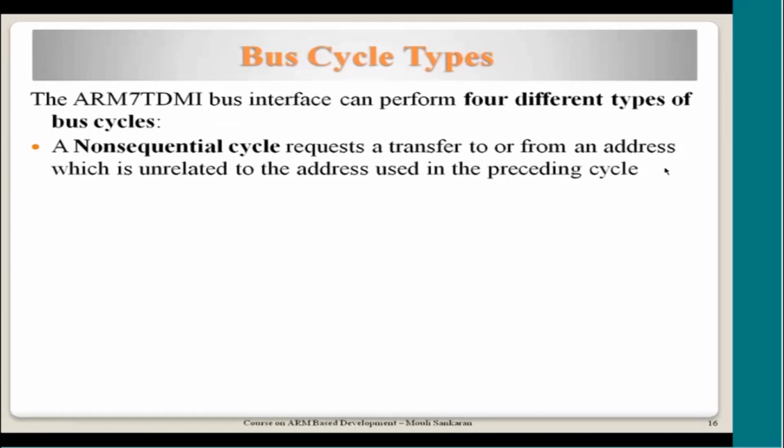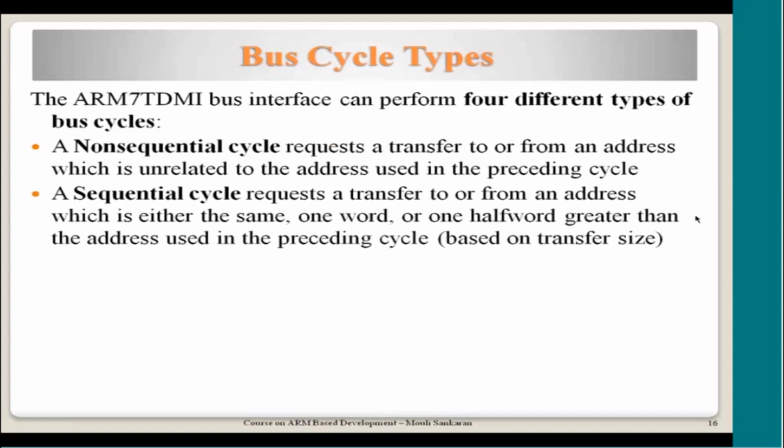Now in the sequential case, what happens is, when you need to read sequential bytes or words from sequential locations, the processor can put the addresses out, incrementing them one by one based on the word width, whether it is a 32-bit transfer or a 16-bit transfer, and it will also indicate to the memory that it is a sequential address.